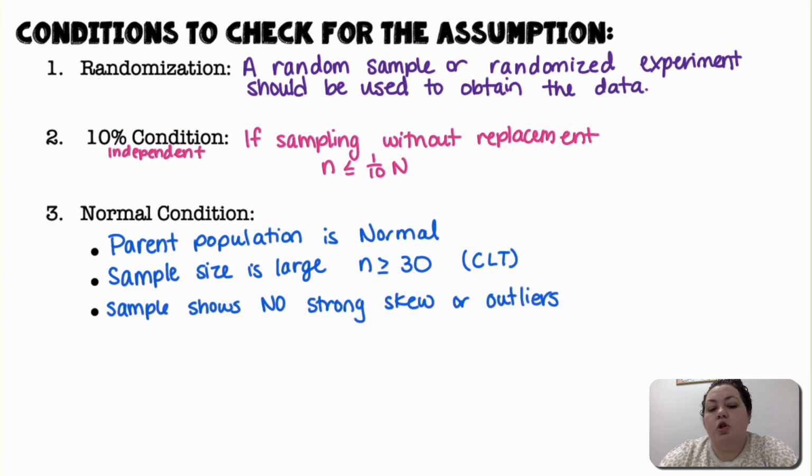Or the sample shows no strong skew or outlier. So if those other two are not met, then I have to make a histogram or a normal probability plot to check this.